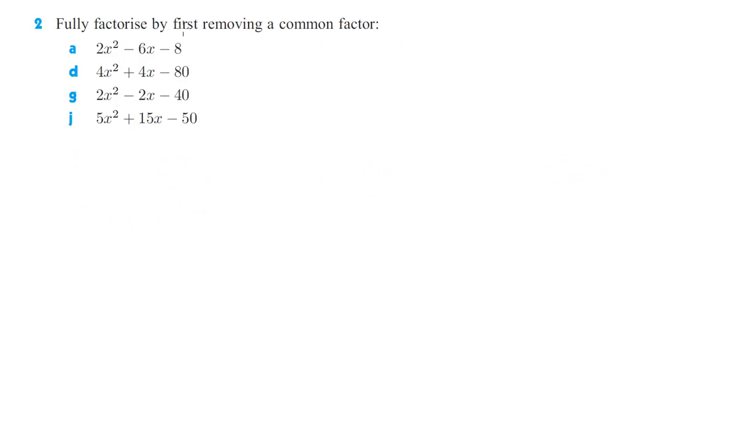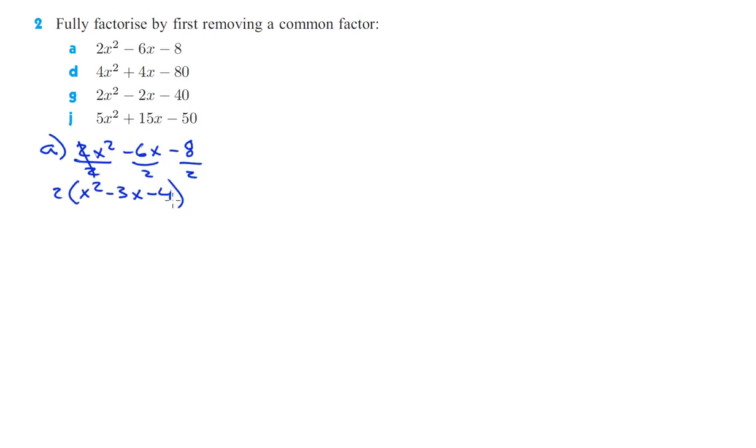Number 2, fully factorize by first removing a common factor. So with a, we've got 2x squared minus 6x minus 8. So first thing you really always want to do is see if there's a common factor of any of these, and there are. All of these have a common factor of 2. So if we take that 2 out, that leaves us with x squared, and negative 6x over 2 is negative 3x, and then negative 8 divided by 2 is negative 4.